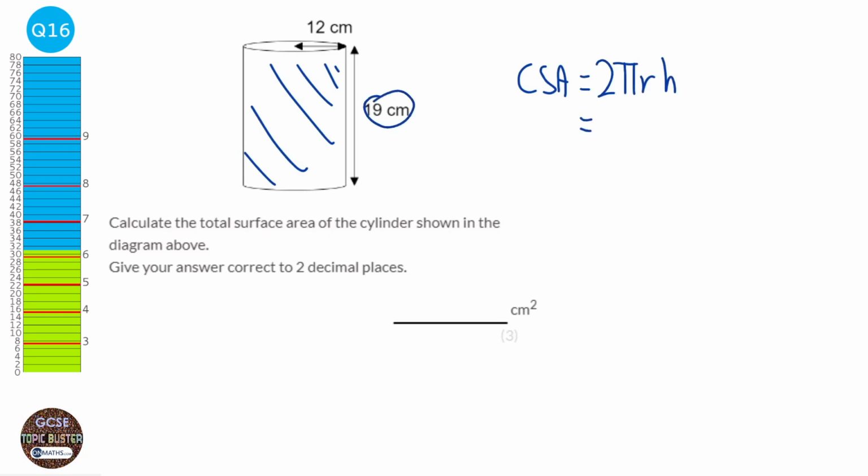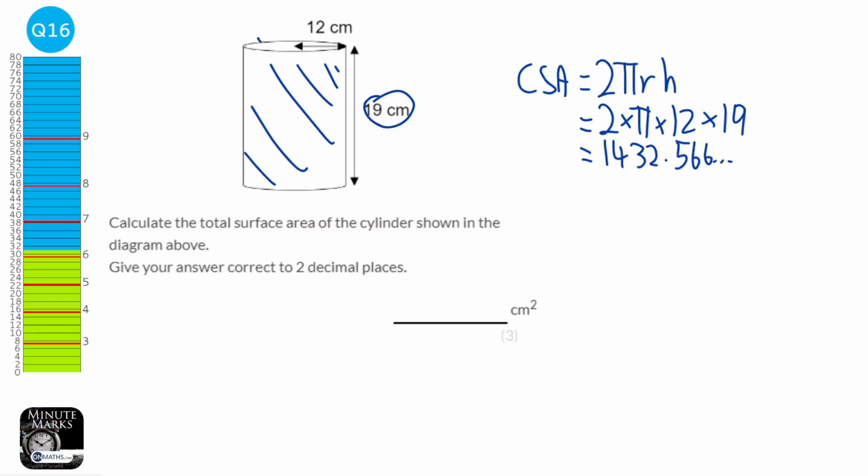And the h is this bit here, so it's 2 times pi times the radius at the top, which is 12, times the height, which is 19. And that gives us 1432.566, and so on. Next we go work out the area of the circle at the top.